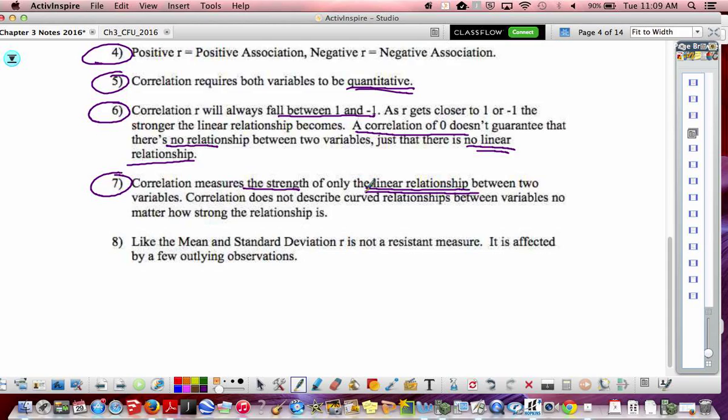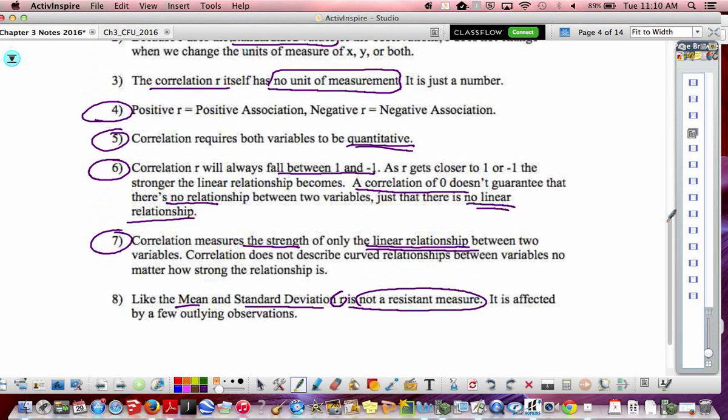And number 8 we'll demonstrate here today is that R, the correlation coefficient, is like your mean and standard deviation in that it's not a resistant measure. Simply changing one data point and its location can change your correlation from positive to negative. Okay? It can change it from being very strong to very weak. That's how sensitive this formula and this value can be.